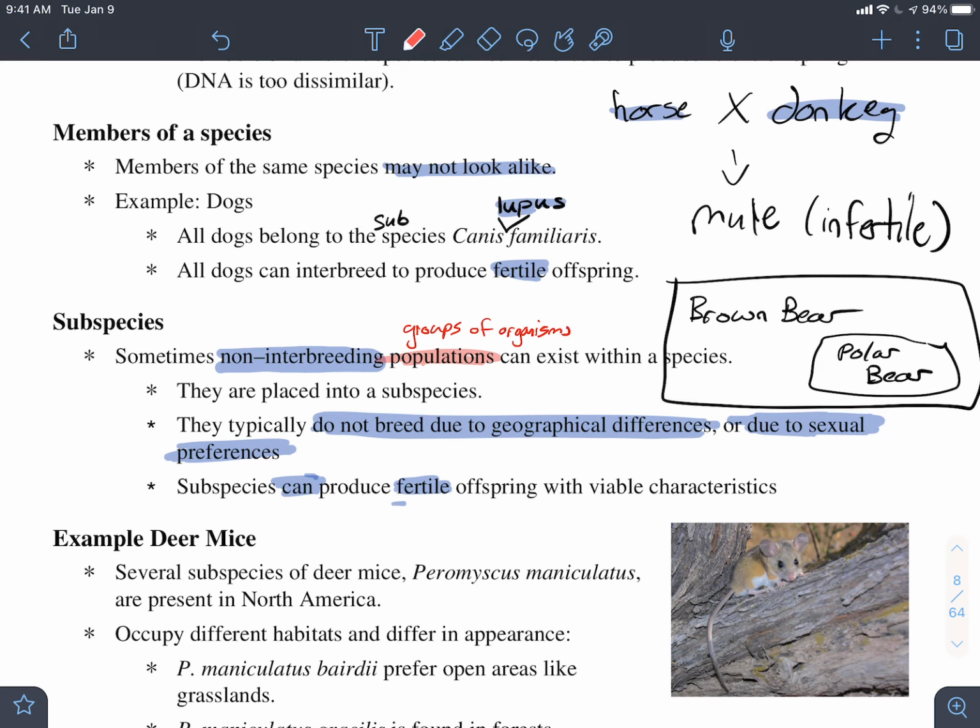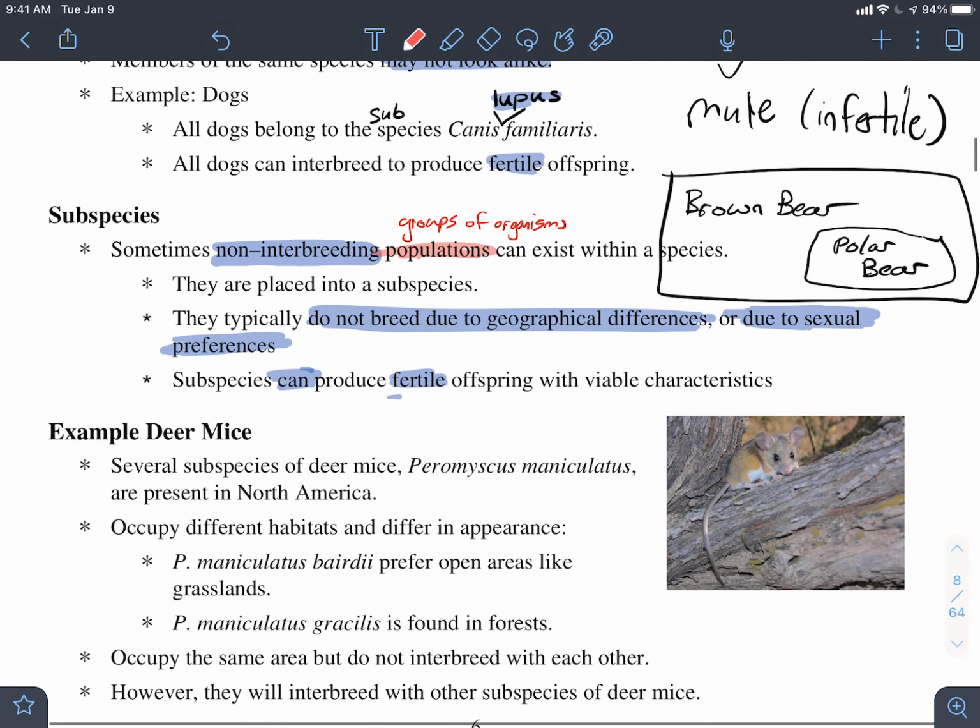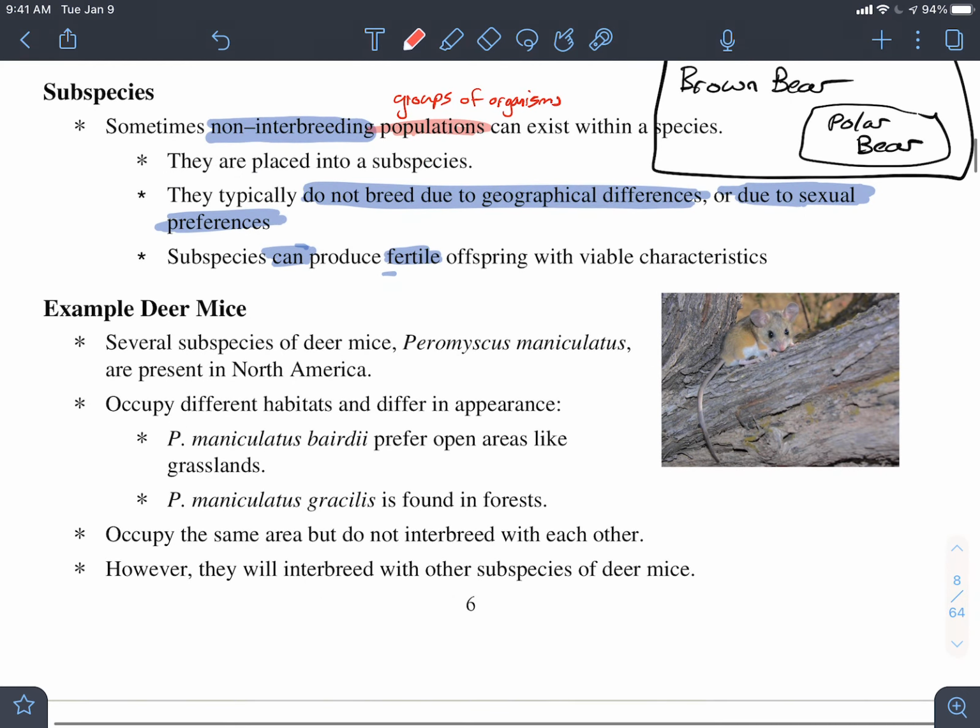We could also think about physical characteristics as well. So let's look at some other, even geographical on a very small scale, for example. So let's look at the example of deer mice. So there are several subspecies of deer mice that are present in North America. One prefers the open grasslands, and the other ones prefer the forest.